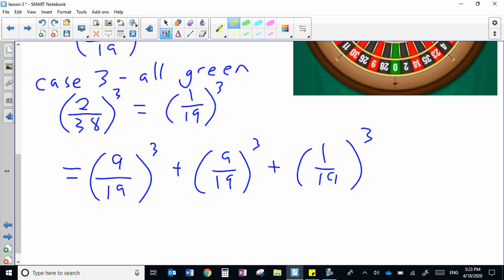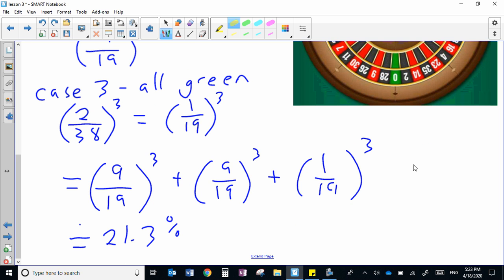Now, if you do all of that, you should get about 21.3% when you add all those up together. Okay, let's move on to the next one.